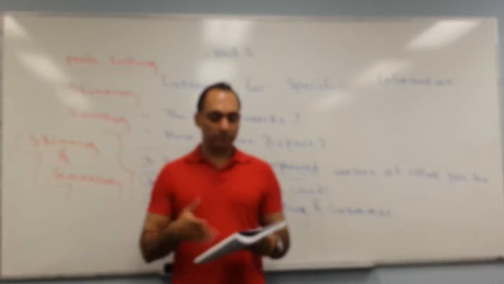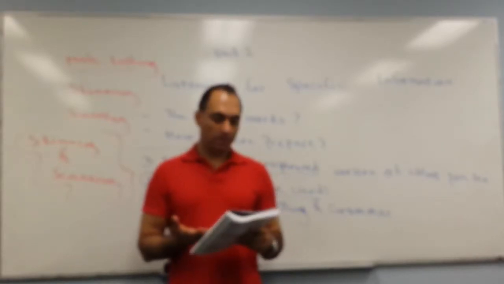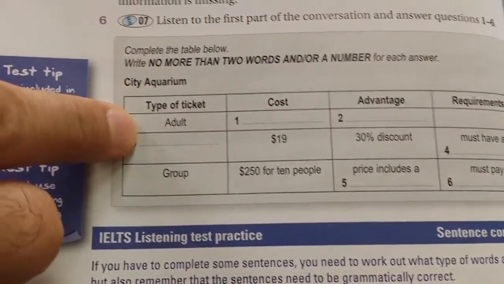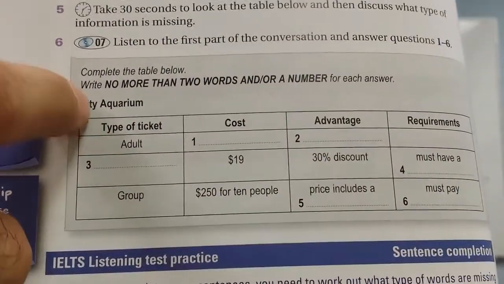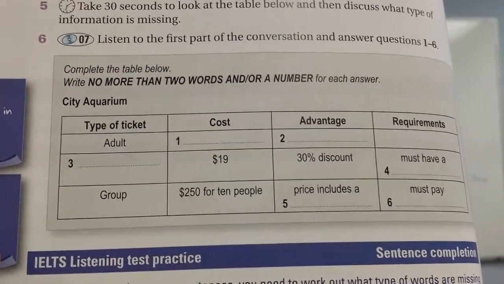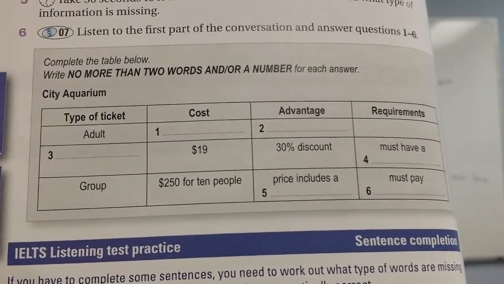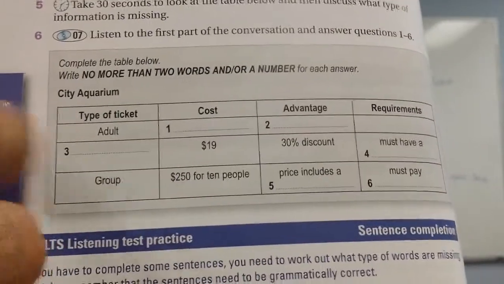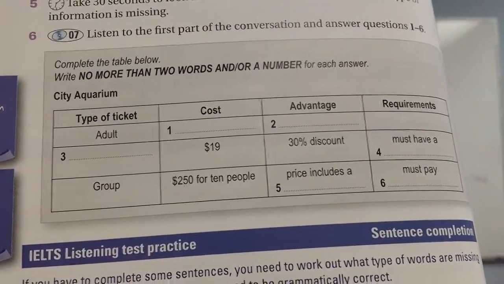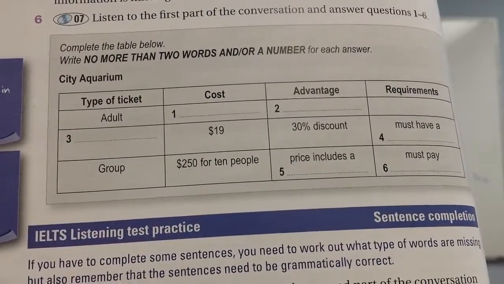Next, the next page you see again. You see that table? You see very easily, again you see adults. It's about the whole. On top the instruction says how many words? No more than 2 words. No more than 2 words, and or a number. So you have type of ticket, cost, advantage, and requirements, right? The type of ticket is.